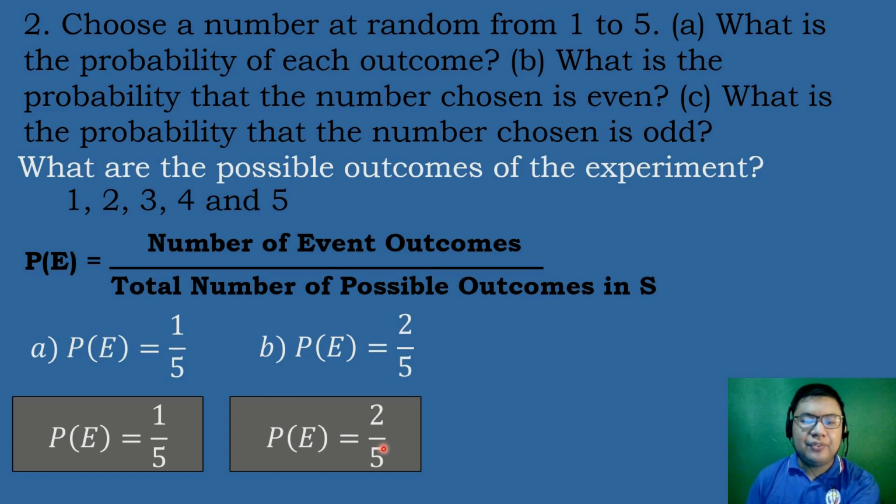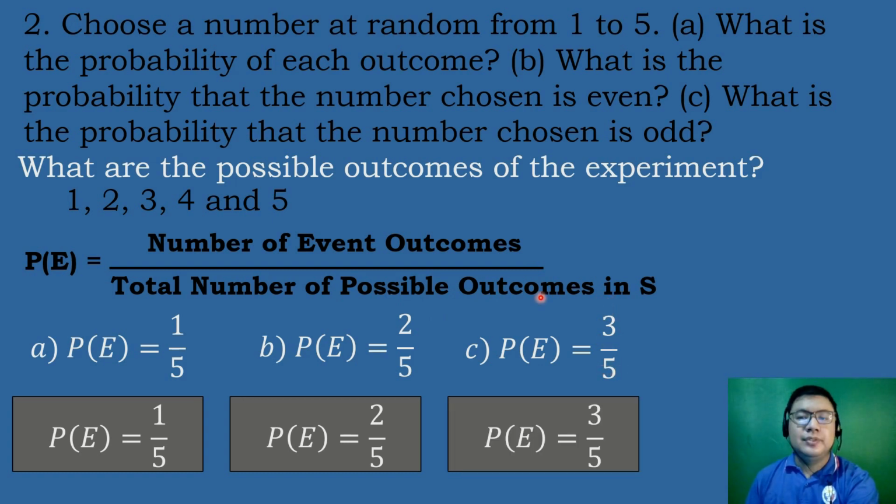And then for the last one, what is the probability that the number chosen is odd? We will count the event outcomes, which is the number of odd numbers. So we have 1, 3, and 5. So we have 3 odd numbers. So we have 3 over the possible outcomes in the sample space, which is equal to 5. Therefore, the probability of choosing an odd number is 3 over 5.